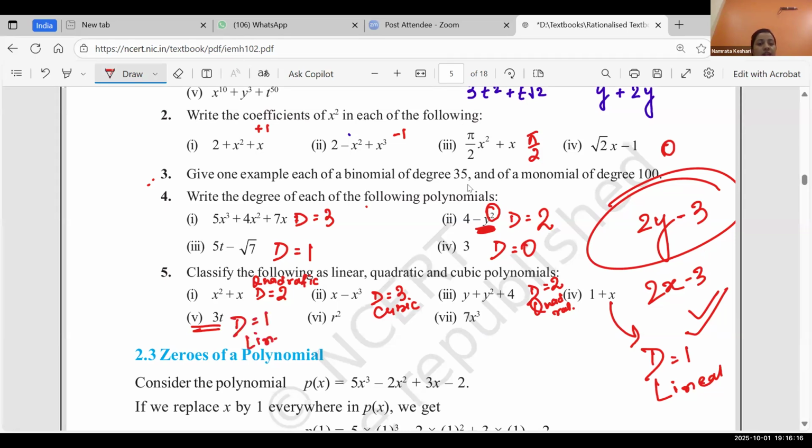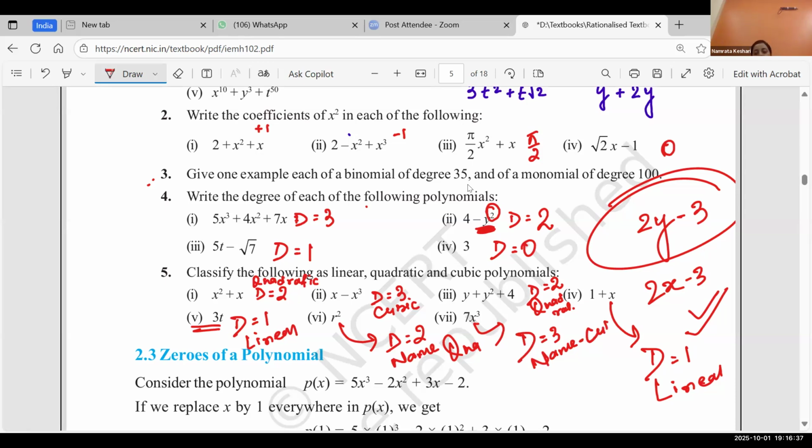Next one, r square. I want you to be comfortable with any alphabet. The degree is 2, and the name is quadratic. Next one, the degree is 3, and the name is cubic.